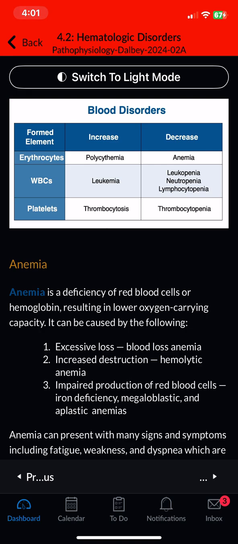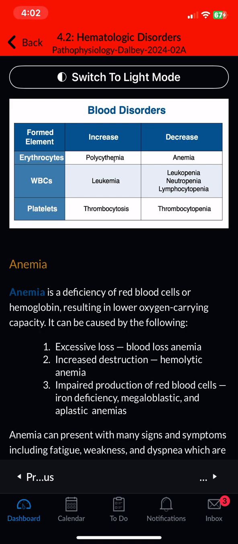As we look at erythrocytes, or our red blood cells, we can see that an increase in their number is called polycythemia. That can be caused by a decrease in oxygen, or hypoxia, from either a disease or even a change in location, for instance, moving from an area of lower elevation to an area of higher elevation. It can also be caused by genetic mutations.